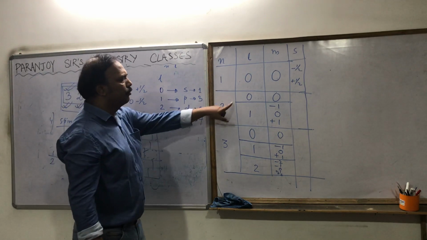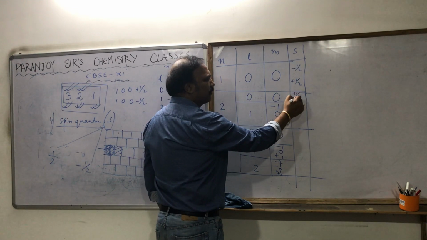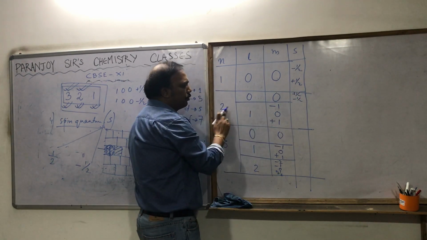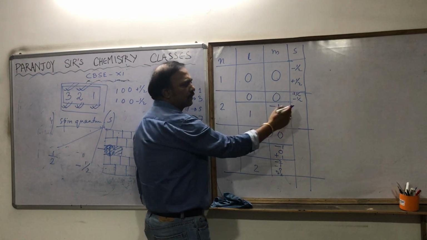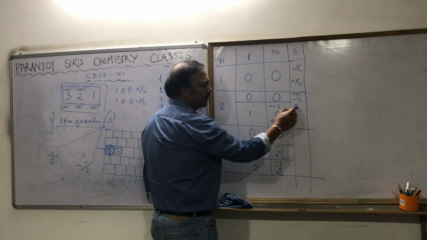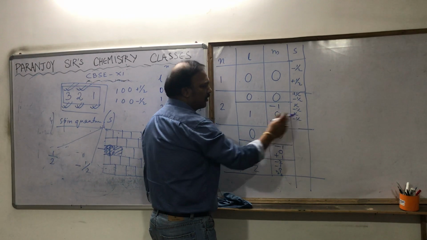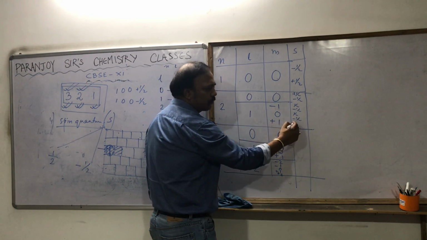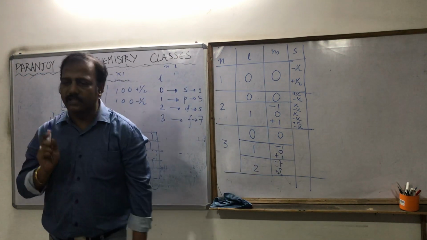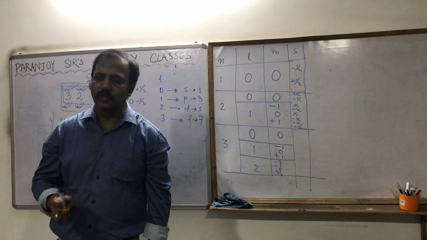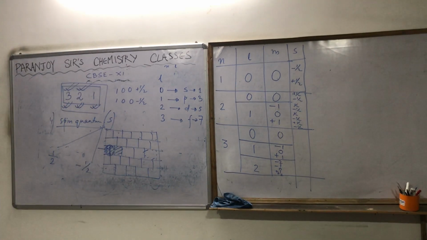Next, you see, 2, 0, 0 is an orbital. For that, there will be 1 plus half and 1 minus half. For 2, 1, minus 1, there will be 1 plus half and 1 minus half. For 2, 1, 0, there will be 1 plus half and 1 minus half. For 2, 1, 1, there will be 1 plus half and 1 minus half. Yes? You will complete this table till 5. Hope you understood this. Hope all of you understood the concept of quantum numbers.